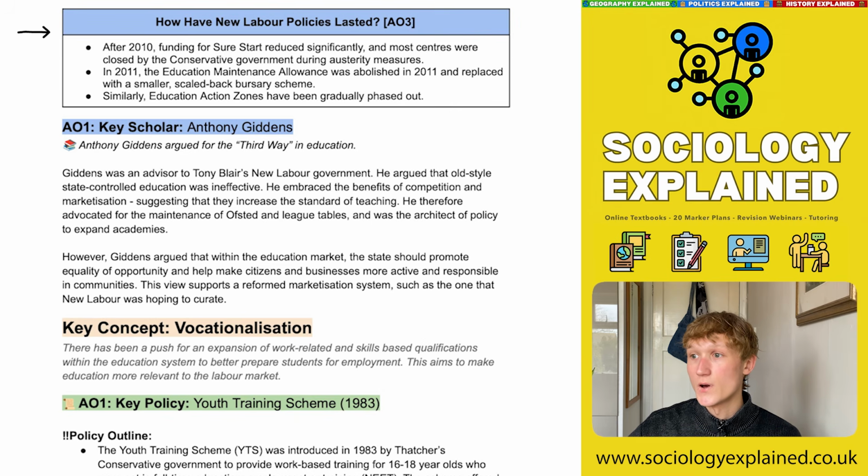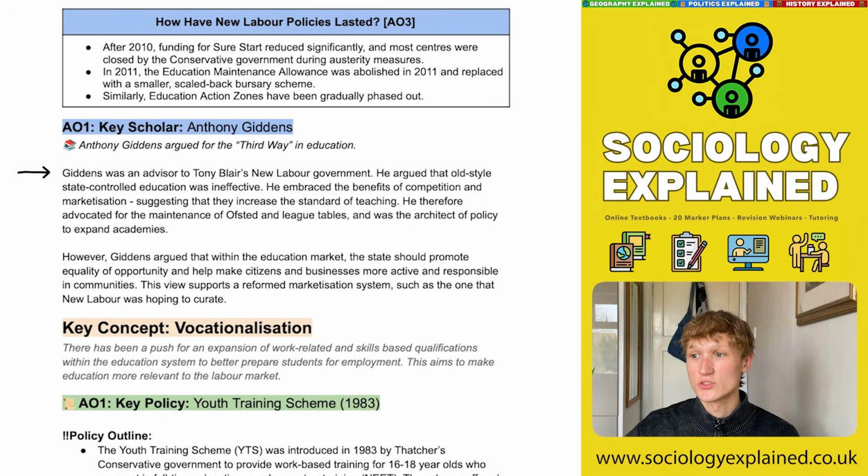After 2010, funding for Sure Start reduced significantly, and most centres have now been closed since Conservative austerity measures. And in 2011, the Education Maintenance Allowance was scrapped and replaced with a smaller bursary scheme, and education action zones have gradually been phased out and didn't really take off particularly.